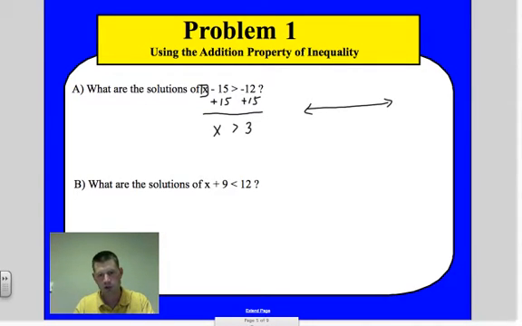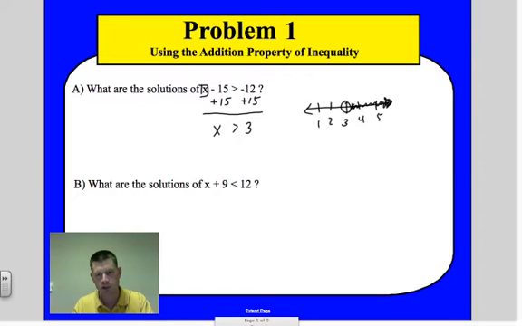So we go to our number line, we put 3 in the middle, put an open circle on that. You put 4 and 5. Over here we're going to put 2 and 1. And since it's x greater than 3, we're going to shade to the right.